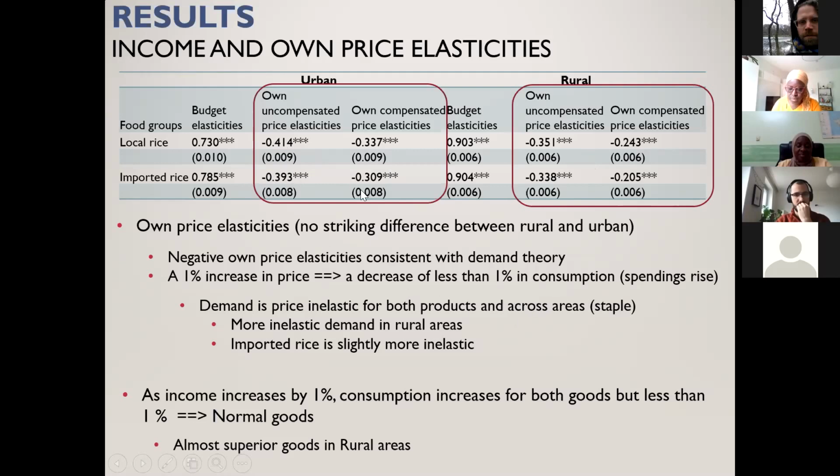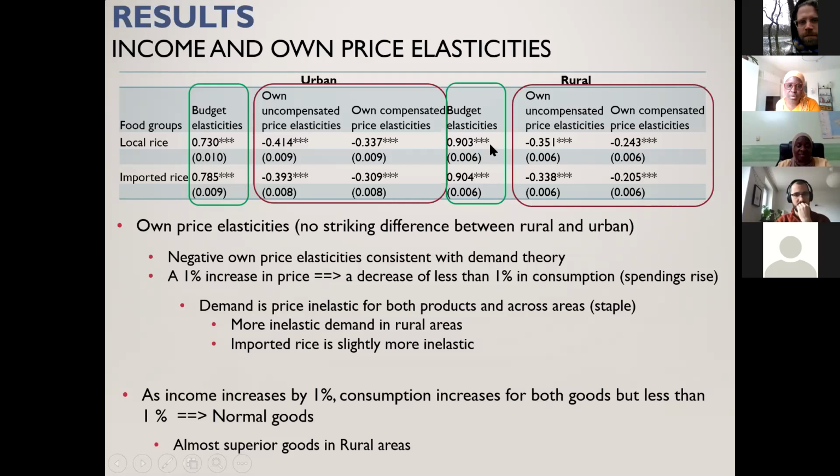And when we look at the income elasticities, we see that when income rises by 1%, the consumption of both local and imported rice increases, but by less than 1%, which means that both goods can be considered as normal goods.